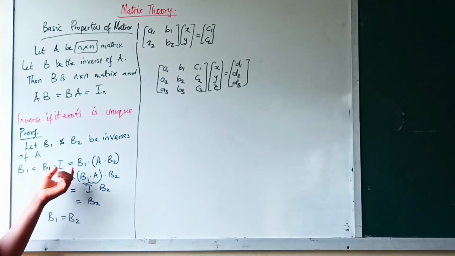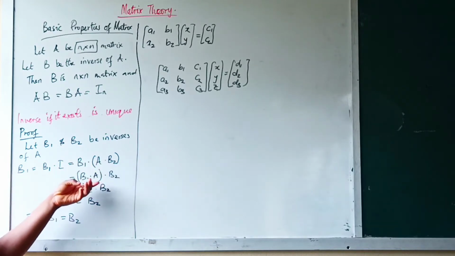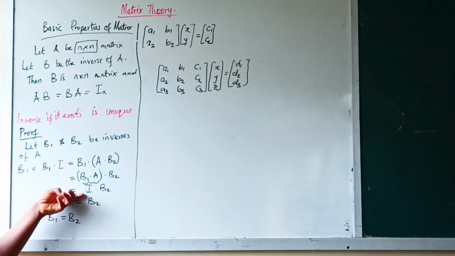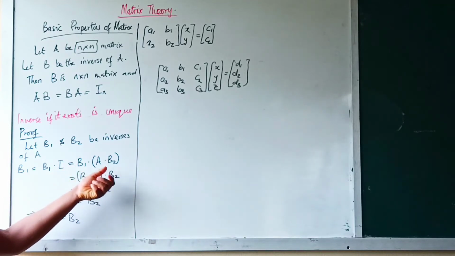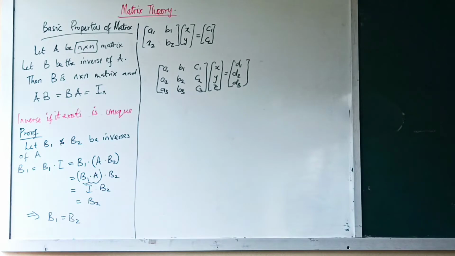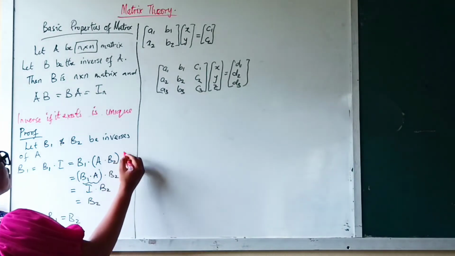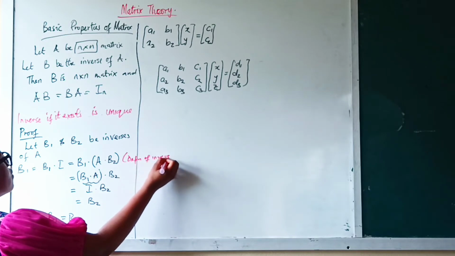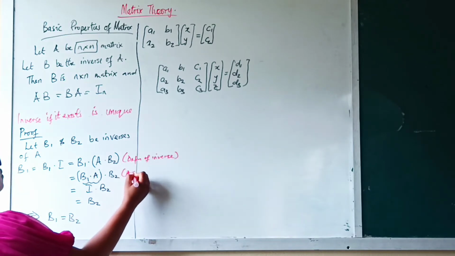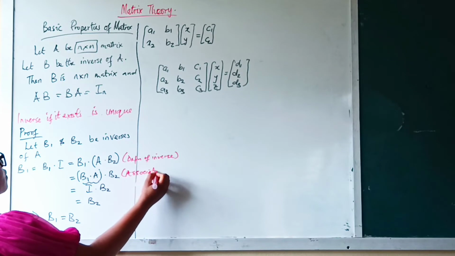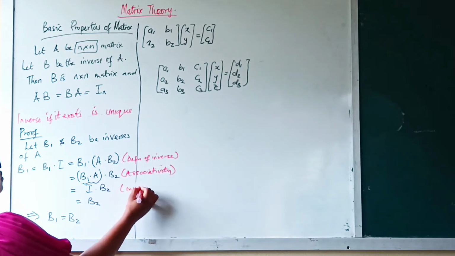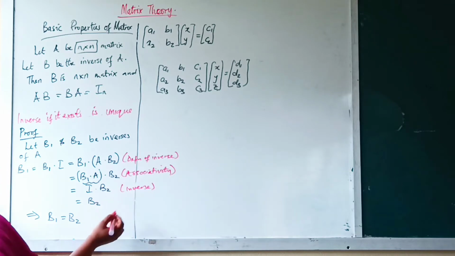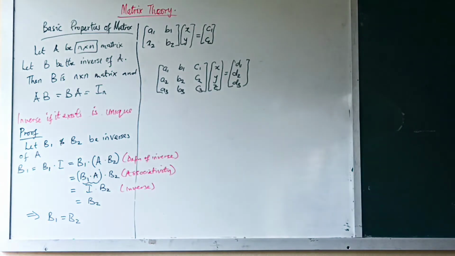Then I now use properties. This here is the definition of inverse. Here is associativity. Can you explain that first line for me?